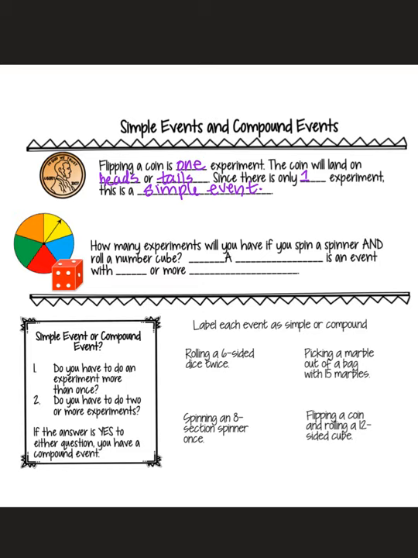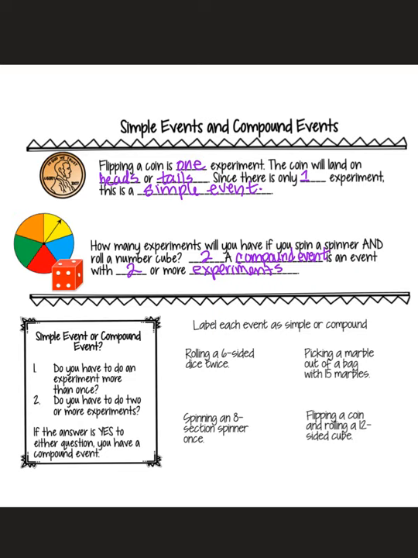So what if I'm going to spin a spinner and roll a number cube? Okay. How many experiments are there? There are two. There's two things going on. So a compound event is an event with two or more experiments happening. So to tell if it's compound or simple, ask yourself, do you have to do the experiment more than once? If you do, then it is a compound event.